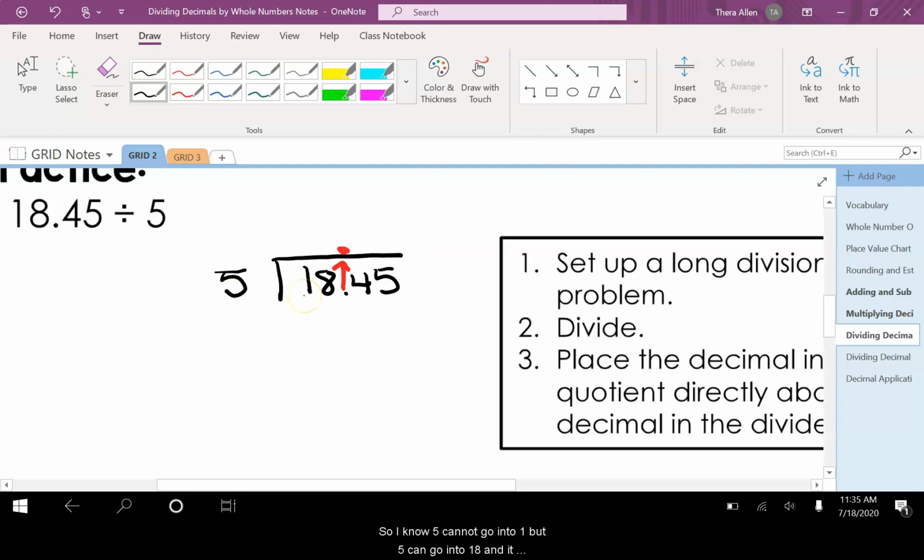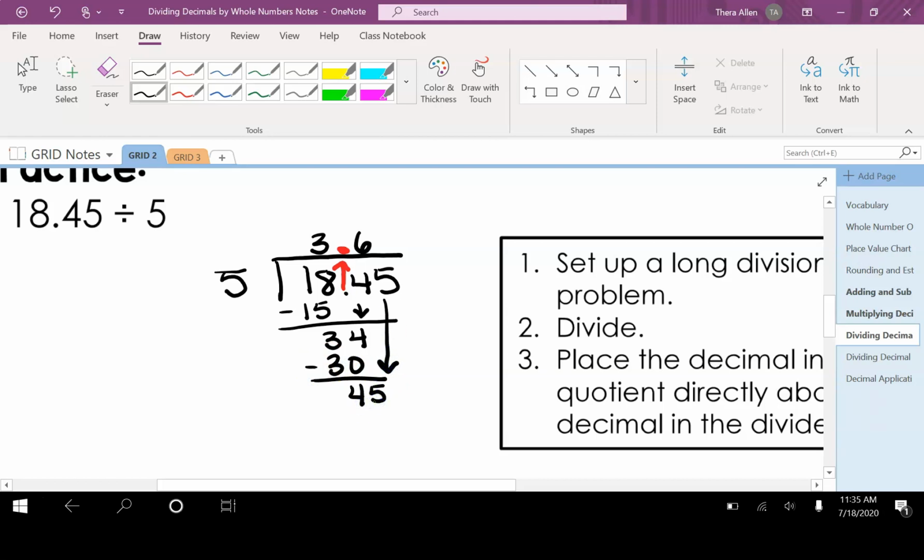So I know 5 cannot go into 1, but 5 can go into 18, and it can go 3 times. 3 times 5 is 15, and we subtract. It leaves us with 3, and then we bring down our 4, just like always. We don't worry about the decimal. The decimal is already up in the answer, no problem. 5 goes into 34 6 times, so we just put it here above the 4, multiply through, and we get 4, and we bring down the next digit, 5.